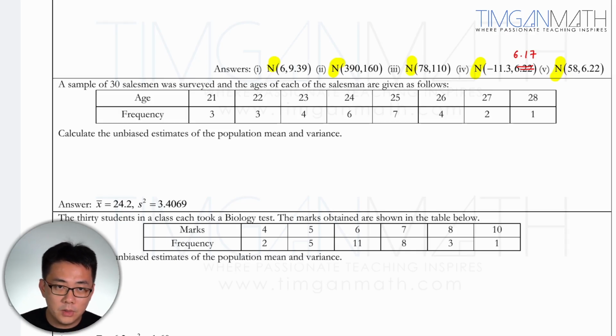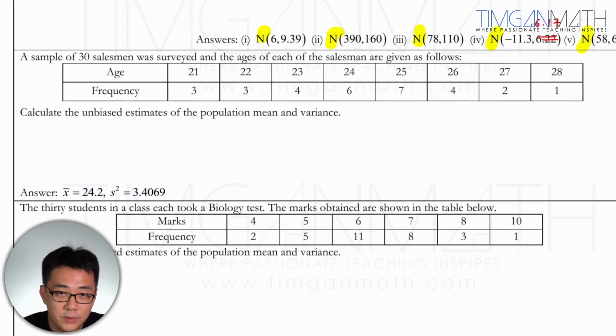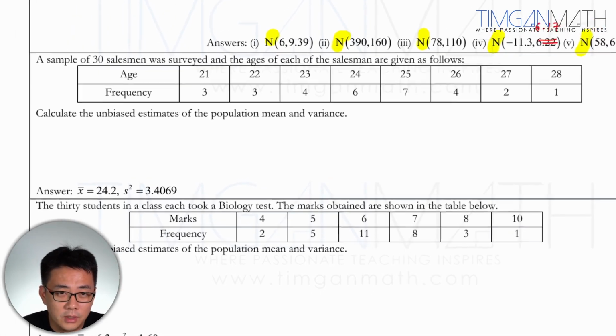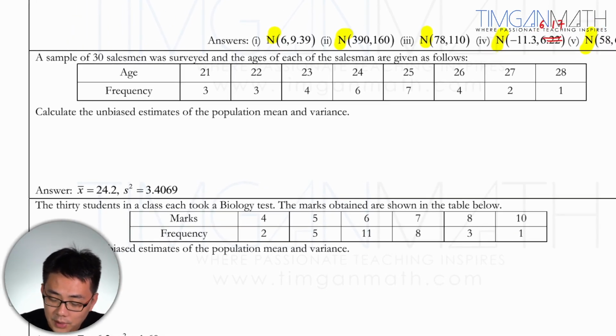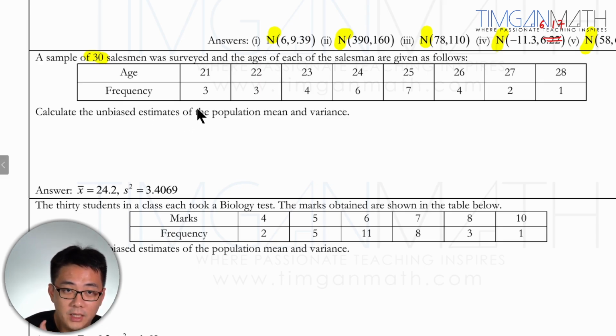Now, this is what you learn in secondary school. Actually, I think I took this from one of the questions in secondary school. You have 30 salesmen here. You cannot assume it's normally distributed. So now you have a sample of 30 salesmen and you survey, and the ages of each of the salesmen were given as below. So 21 is 3 and so on.